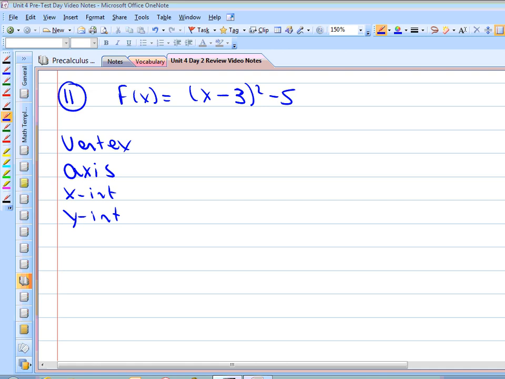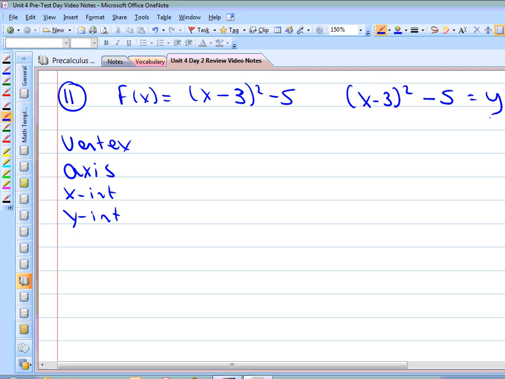All right, next we're going to be talking about graphing, and you're going to have to actually graph these, I believe, on your test. We're trying to identify the vertex, the axis of symmetry, the x-intercepts, and the y-intercepts. The first one we're looking at is in vertex form already. That's a good thing, but you've got to be careful about some other things. The good thing is this is the same as saying (x minus 3) squared minus 5 equals y.